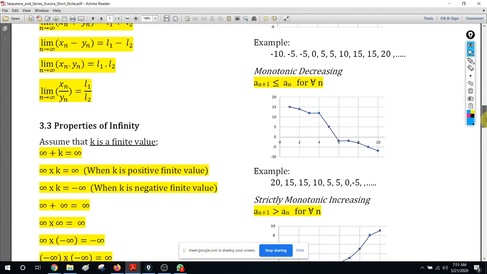Then monotonic decreasing means your n plus 1 term is always less than or equal to a_n for all n. That means it's either getting lesser or same. Lesser or same, but it can't go up.